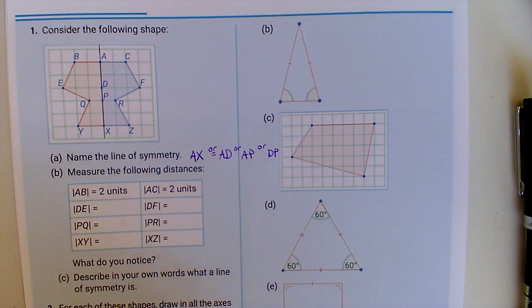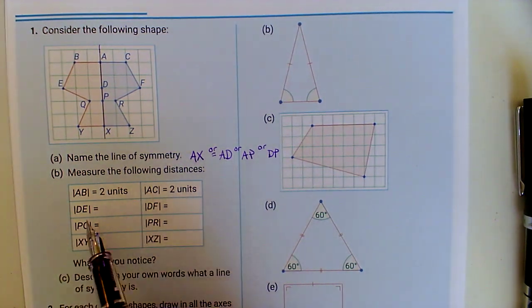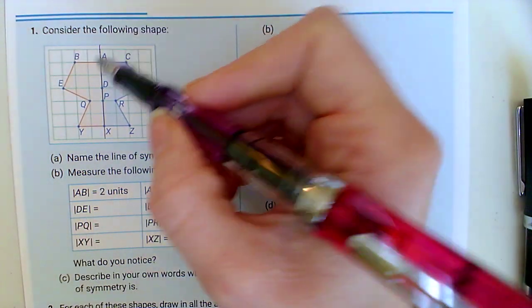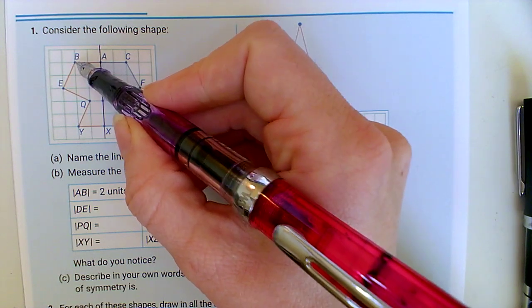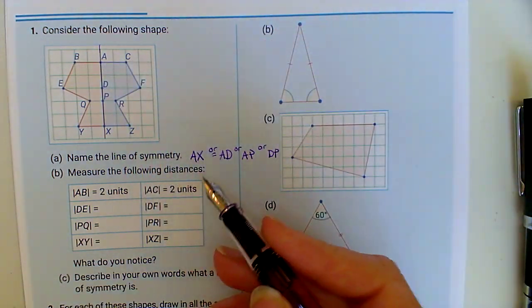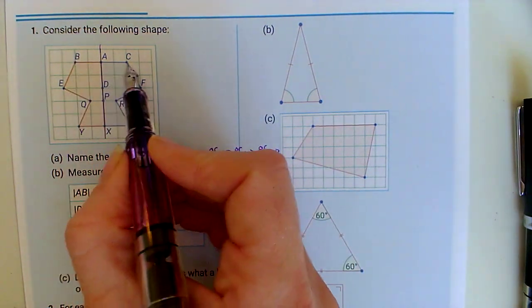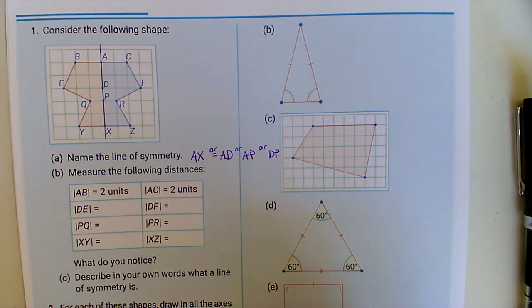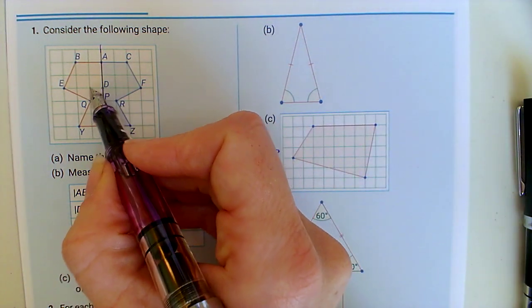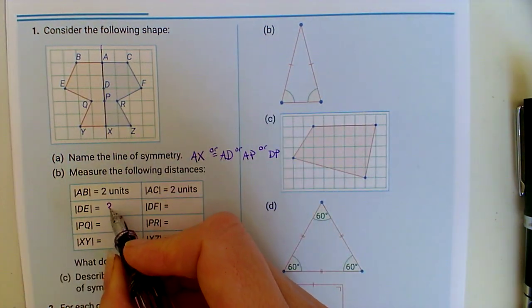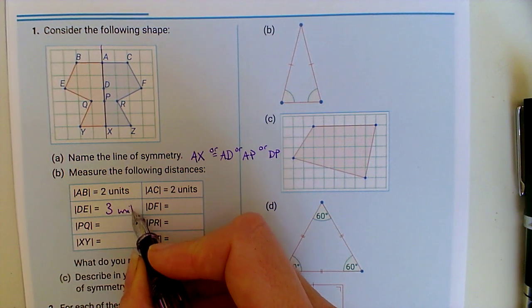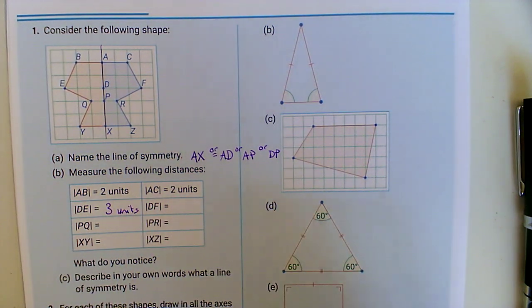Now, next they asked us to measure the following distances, and they've given us an example. So A to B is 2 units, it's 2 boxes across. A to C, similarly, is also 2 units, 2 boxes across. So they've asked us to find out what D to E is. So D to E is 1, 2, 3 boxes across. So 3 units. We don't know what those units are. We can't call them centimeters or millimeters. They're just boxes. They're just units.